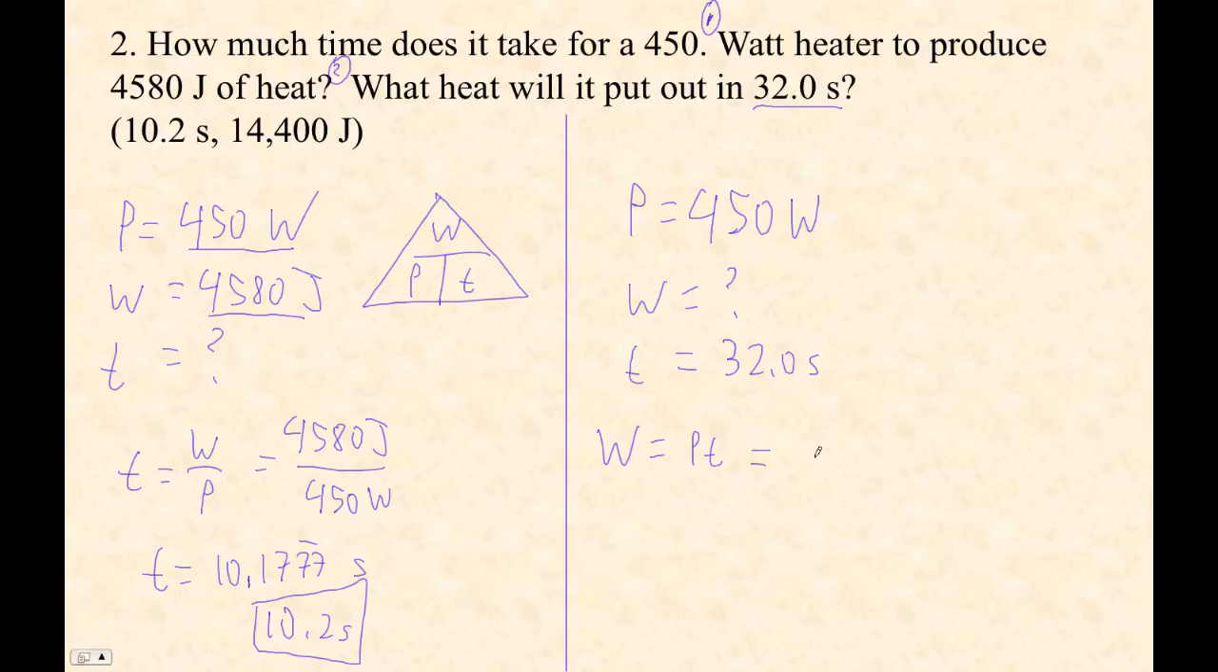I think we can figure out it's a lot of joules, right? So 450 watts times 32 is 14,400 joules of work.